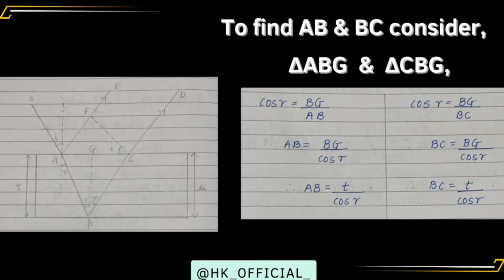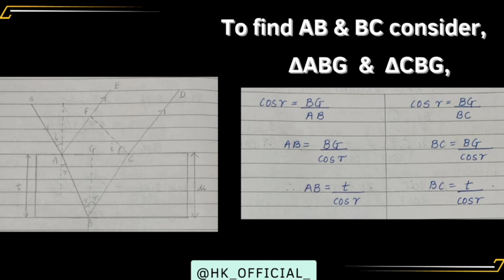Here, the first step of the derivation is that we have to find AB and BC. Why do we have to find AB and BC? Because in the formula we have seen, the path traveled in film is AB plus BC. So for finding AB and BC, we have to consider triangle ABG and triangle CBG in the diagram. On every slide I have put the diagram, so you will not have any confusion at all.